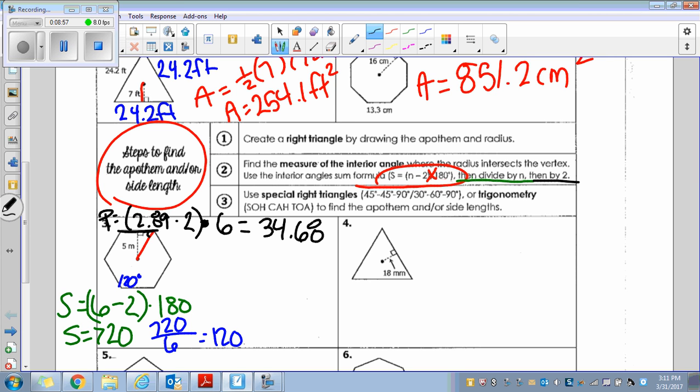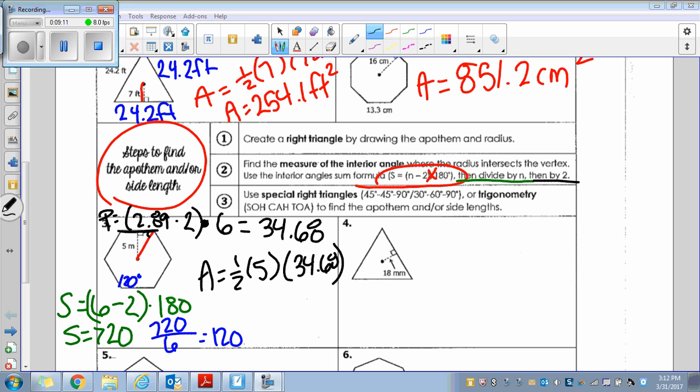Now let's plug into our area formula. 1/2 times 5, the apothem, times the perimeter, 34.68. And we get a grand total of 86.7 meters squared. Now I know that was a lot of information to go through. So go ahead, pause the video, try number 4, then come back and I'll explain it.